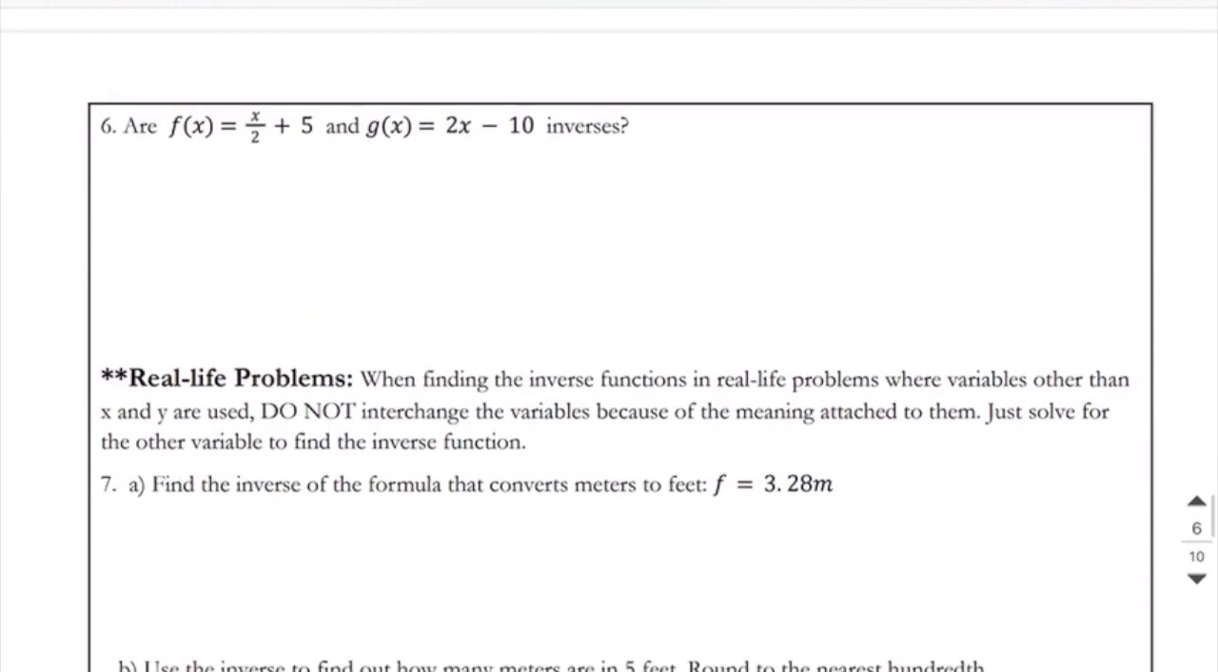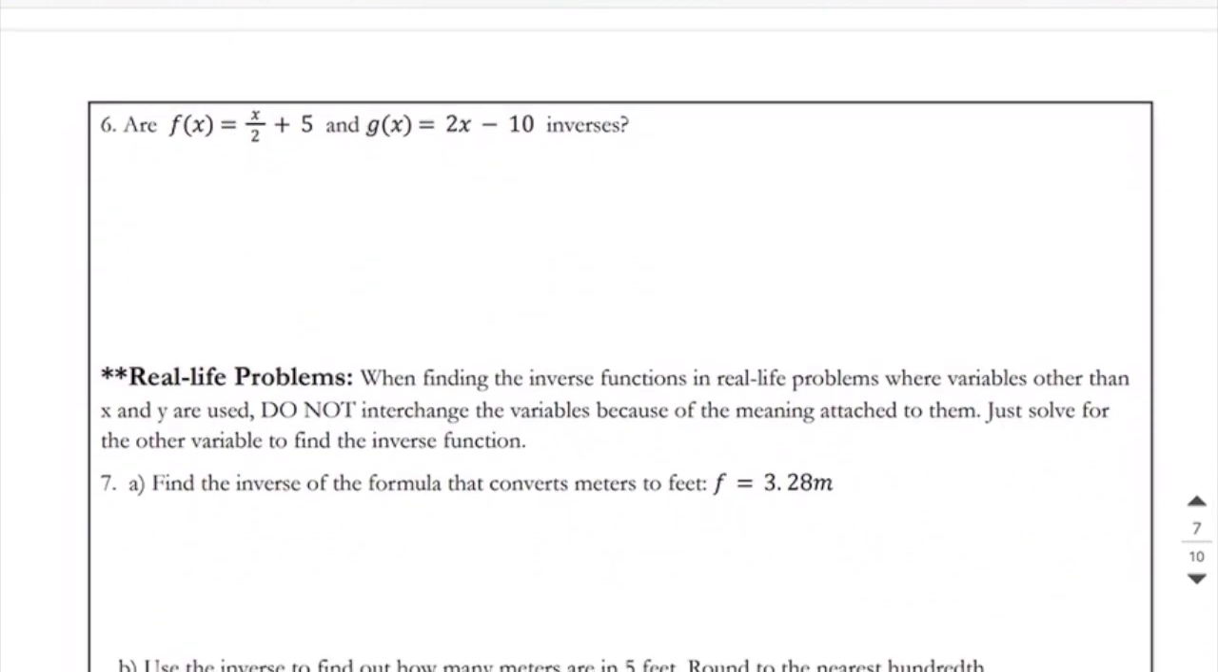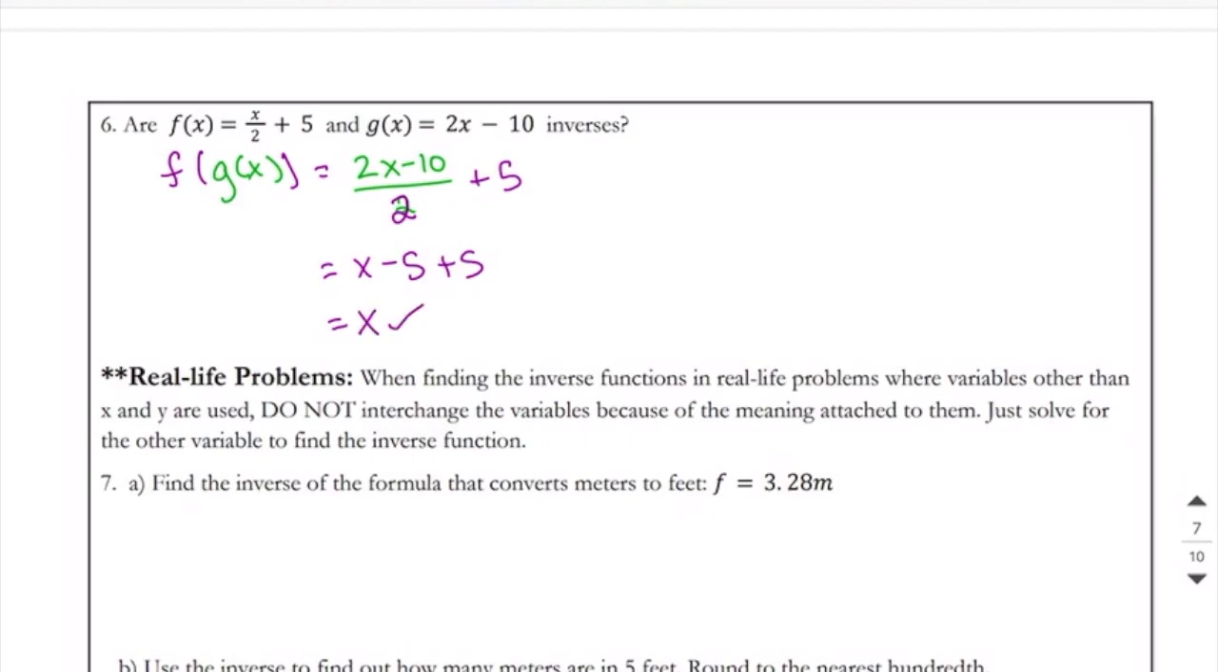Okay, one more example like that. Again, we're doing composition both directions. F of g of x, 2x minus 10 over 2, and then we have the plus 5 out. Oh, the 2 is part of the original, plus 5. So if we divide everything in that first one, we end up with x minus 5 plus 5, which is x. So now, because that one was x, we need to check the other direction.